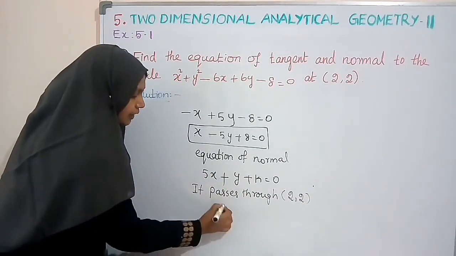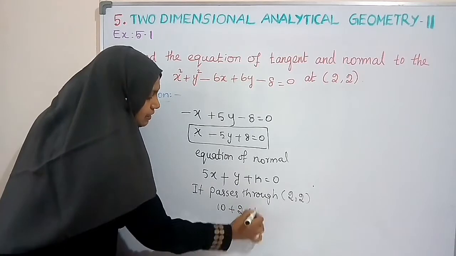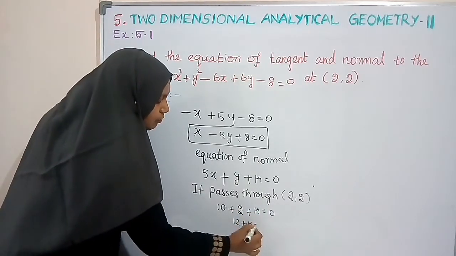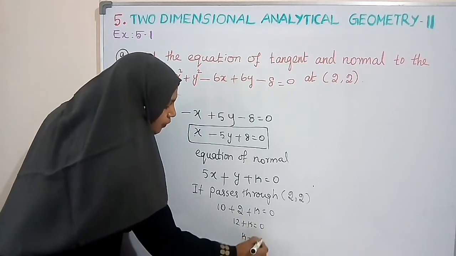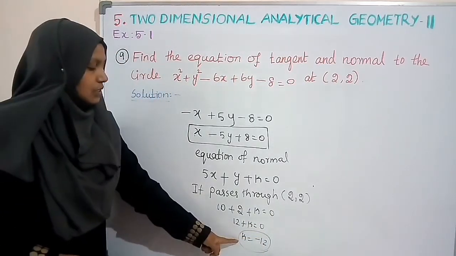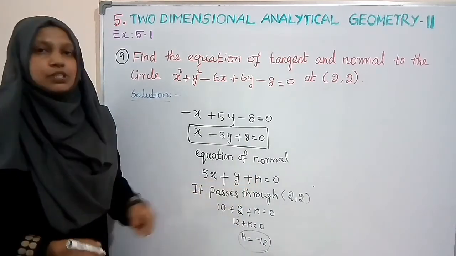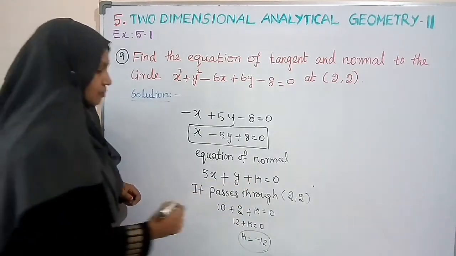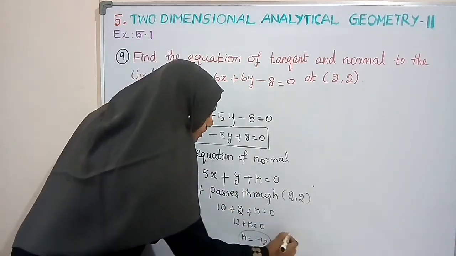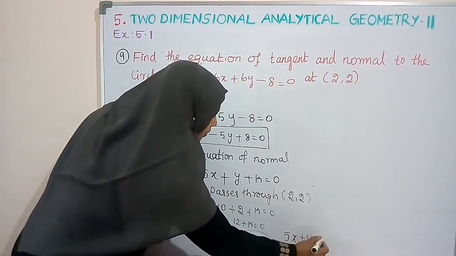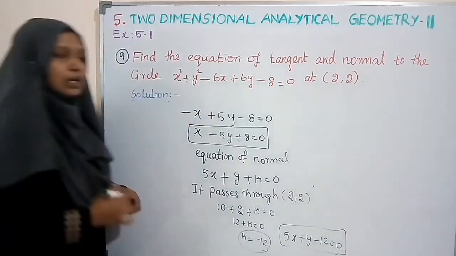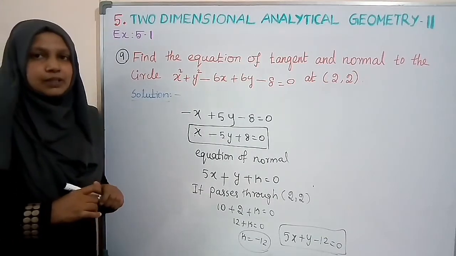5 into 2, 10, plus 2, plus k is equal to 0. So 12 plus k is equal to 0. Then our k value is minus 12. Okay. So now substitute this k value in this equation of normal. Then the equation of normal becomes 5x plus y minus 12 is equal to 0. This is our required equation of normal.